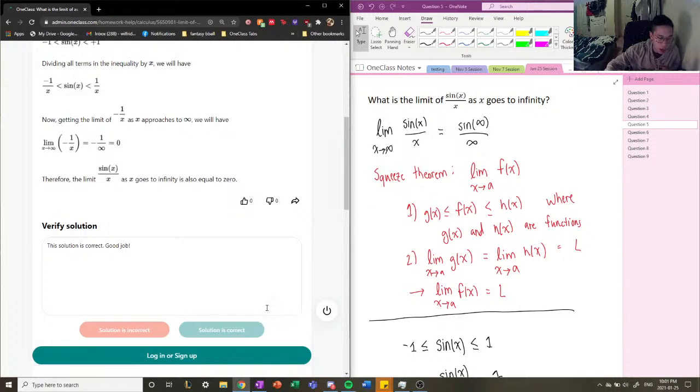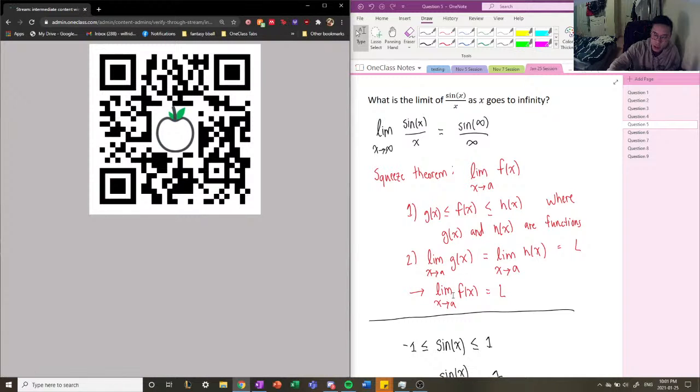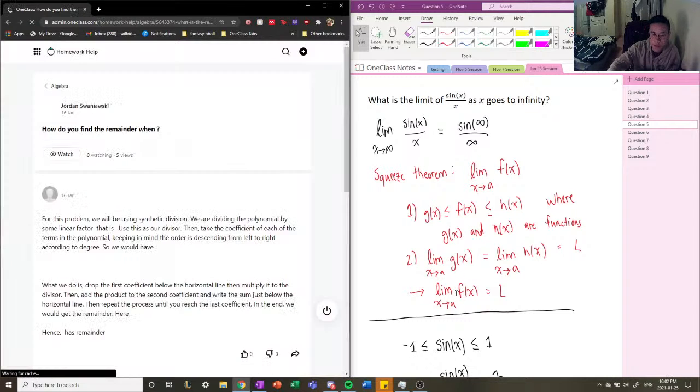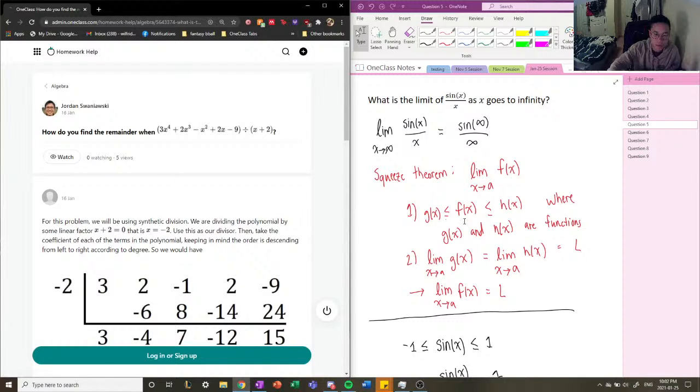Okay, and the last thing that I want to note is that if the limits of the outside functions are not the same, then you cannot calculate the limit of the original function. You might need to find different functions to sandwich between.